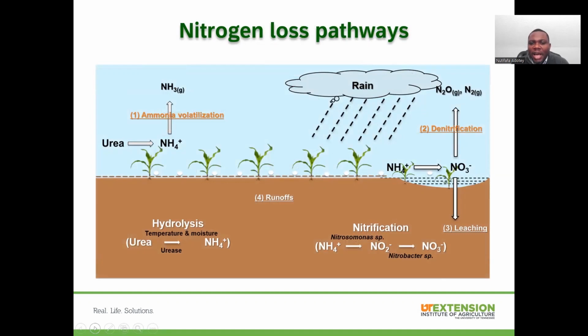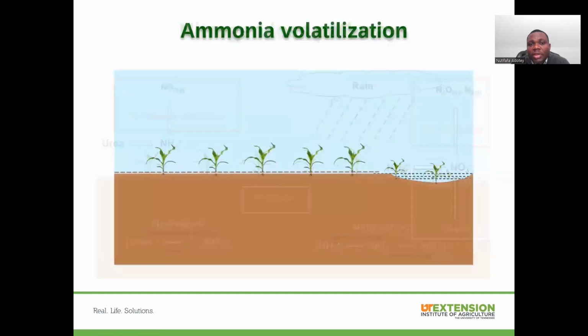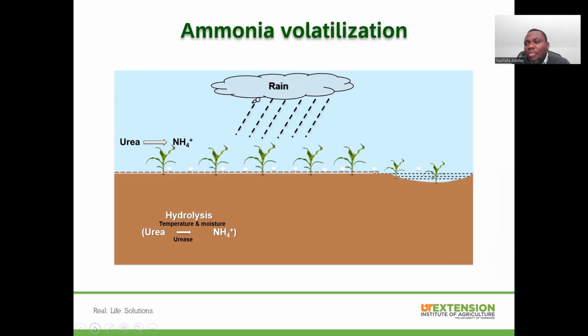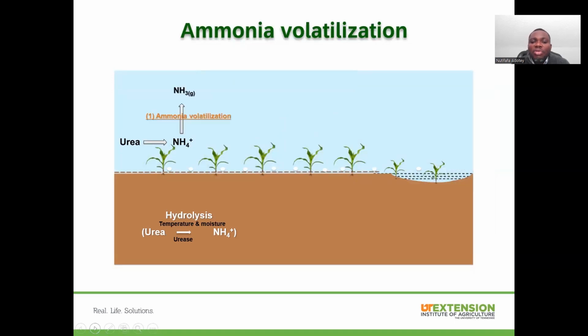There are about four main nitrogen loss pathways: ammonia volatilization, denitrification, leaching, and runoff. With ammonia volatilization, when we apply urea-based fertilizers that are not incorporated into the soil and sit on the soil surface, urea is converted to ammonium, what we refer to as the hydrolysis process. That ammonium, if there's rainfall, is incorporated into the soil, so it's very stable and not susceptible to loss. However, if there is no rainfall, that ammonium can easily be converted to ammonia, which escapes to the atmosphere. So ammonia volatilization is simply the conversion of ammonium to ammonia, which escapes to the atmosphere, resulting in losses.